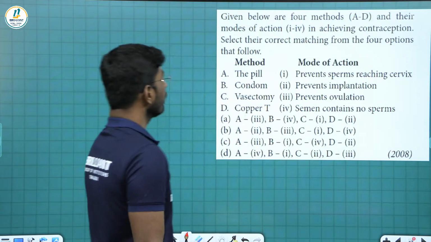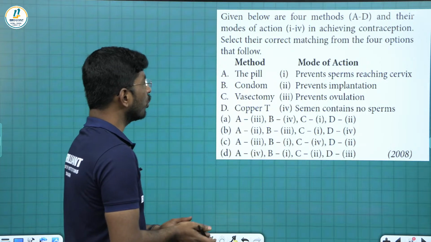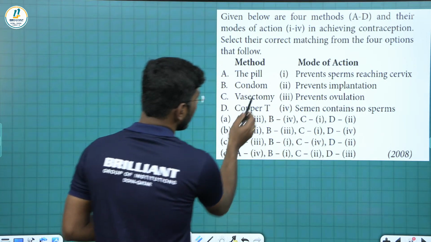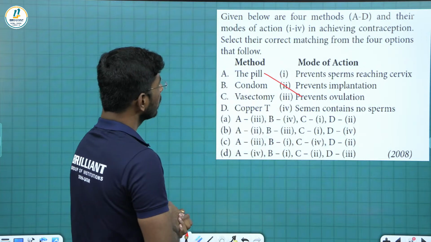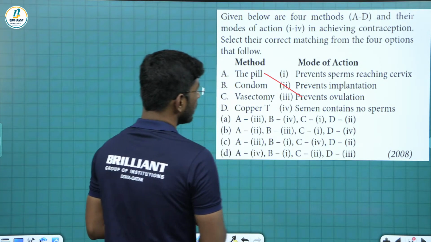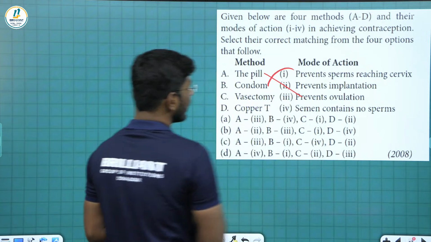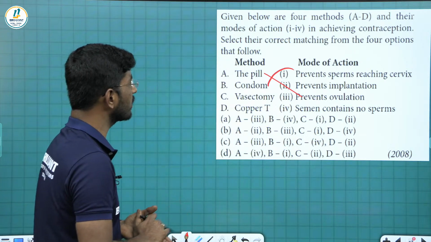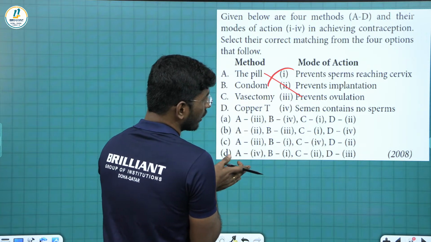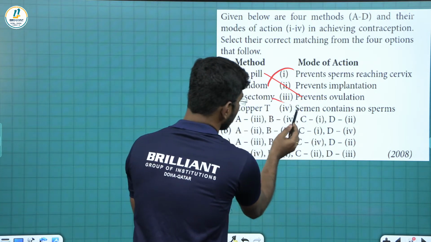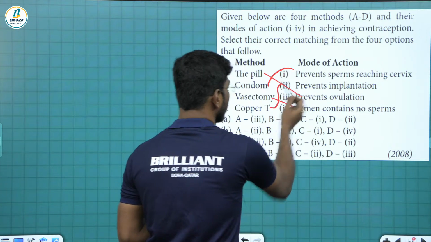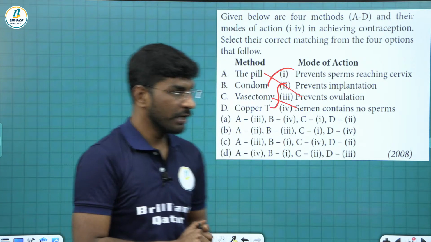What about this one? First: oral pill, condom, vasectomy, copper T. The pill, I can write, prevents ovulation, right? Cross check, beta. Condom prevents sperm reaching the cervix. Is it true? Yes, it prevents sperm reaching the cervix. Vasectomy is what? Semen contains no sperm. Yes. And copper T prevents implantation. Is it true, beta?